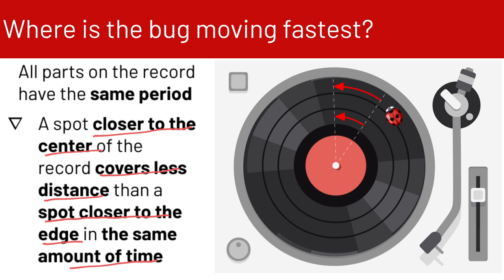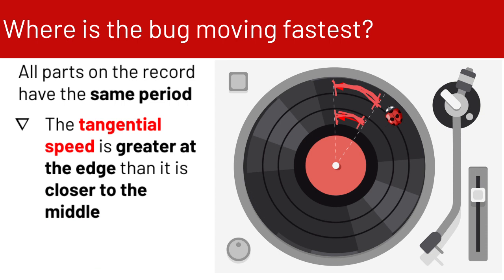So you can see by looking at the arc lengths here, closer to the middle, this is shorter than this arc length here. So it's longer to go this length than to go this length. So on the outside of the record, it's a longer distance in the same period of time to go than it is on the inside of the circle.